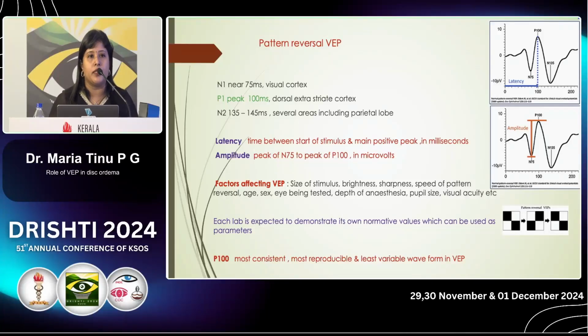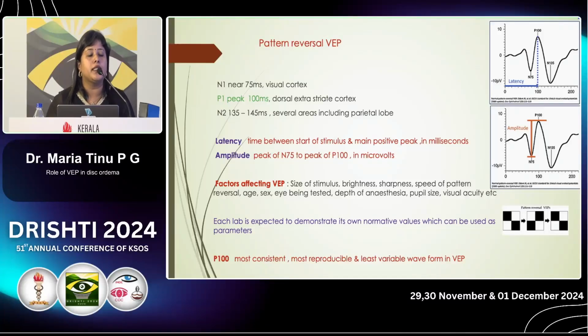What is latency? It is the time between the start of the stimulus and the main positive peak. It is measured in milliseconds. Whereas the amplitude is the peak of N95 to peak of P100 in microvolts. So there are many factors, including physiological factors, that affect the VEP waveforms. They include size of stimulus, sharpness, brightness, speed of pattern reversal, and physiological factors like age.